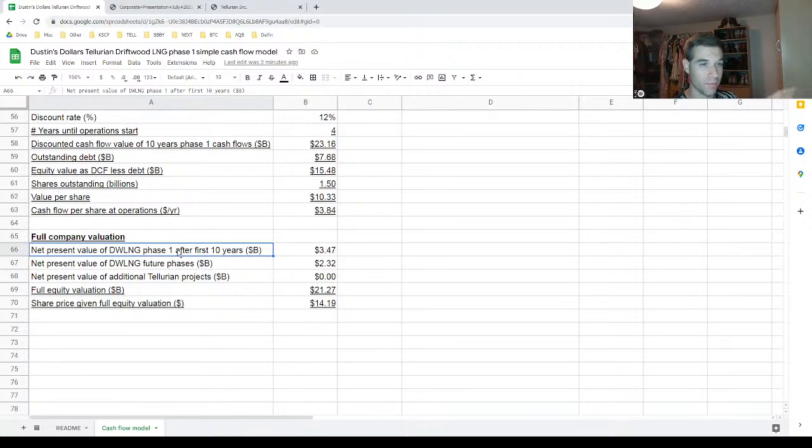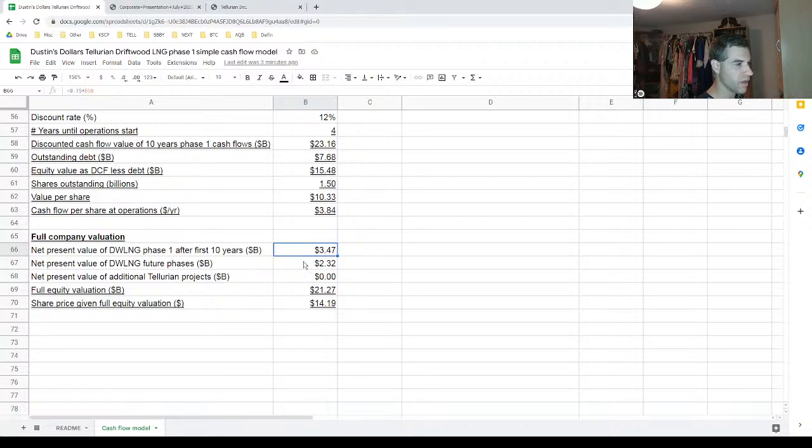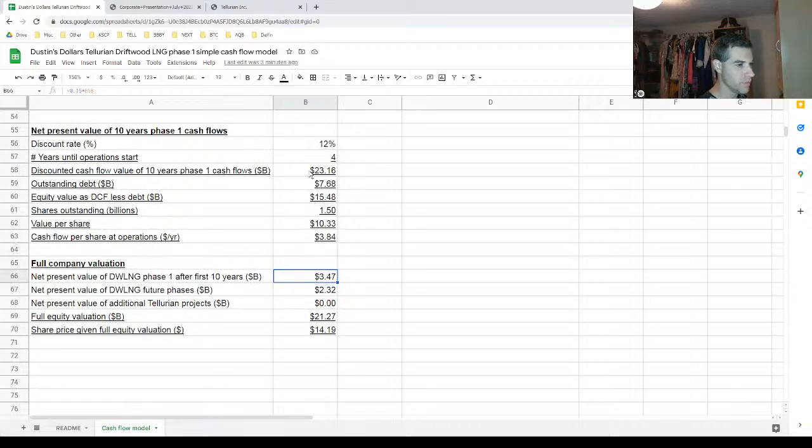Presumably the plant is not going to just fall over and do nothing after that, right? It's going to keep producing. And so you have to come up with how do you value that? And I just sort of plugged in numbers of like 15% of the net present value of the first 10 years, right? So really discounting that a bit.